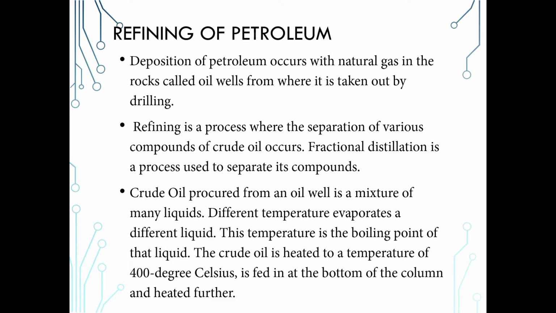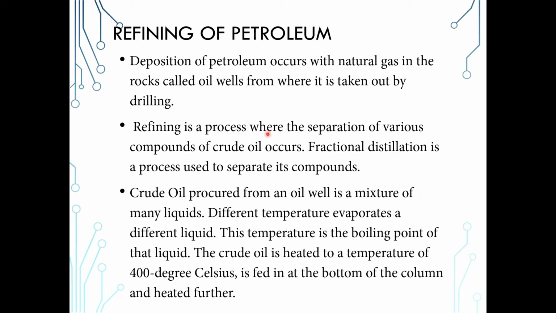Refining. After drilling out the oil from underground, we go for refining. Refining means cleaning, so that we produce complete and pure forms of the products. Petroleum is deposited along with the natural gases in the rock oil well, from where it is taken out by the drill, as we already learned. So the petroleum and natural gas get extracted.